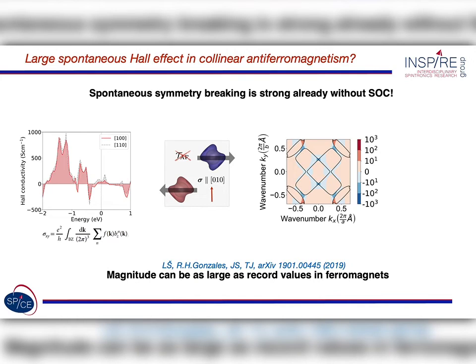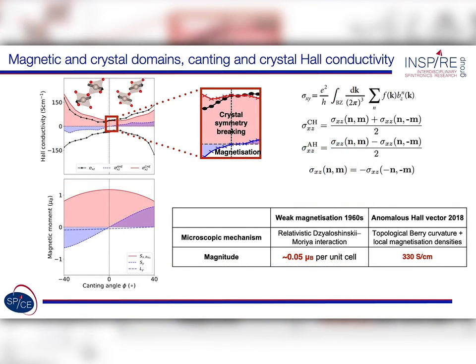With the spin orbit coupling, the key thing is that it's a very strong contribution, where you have the crossings between these effective spin split bands that we've seen in the previous materials. The actual value of them can be as large as 330 siemens per centimeter, even though these systems are actually called weak antiferromagnets, and have a very, very small magnetization.